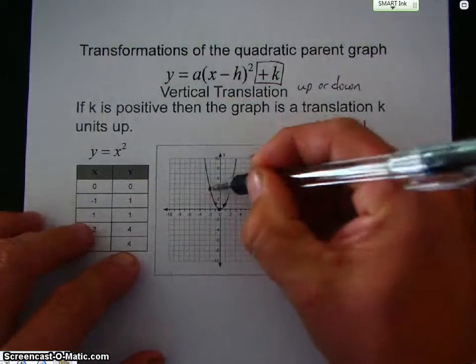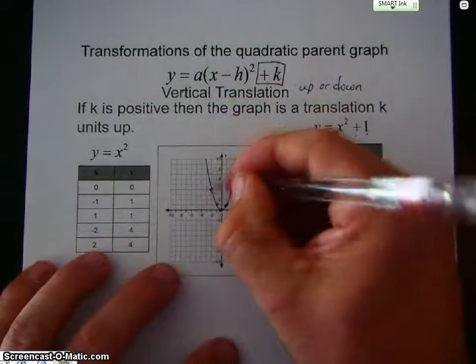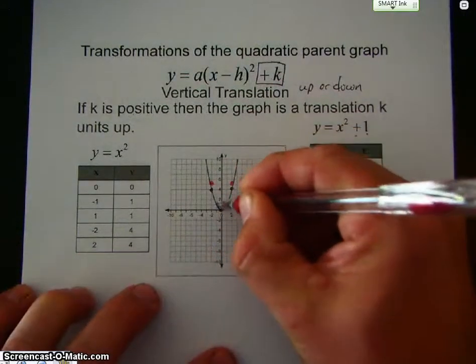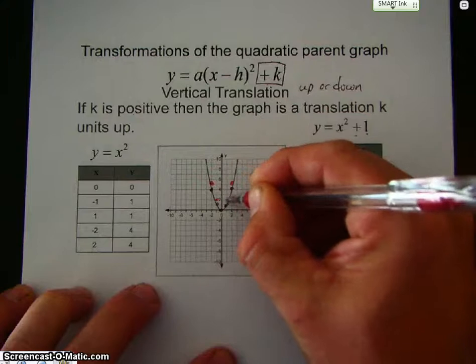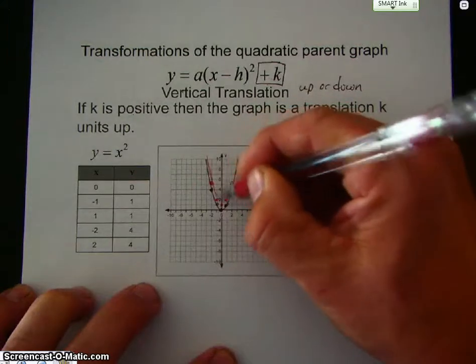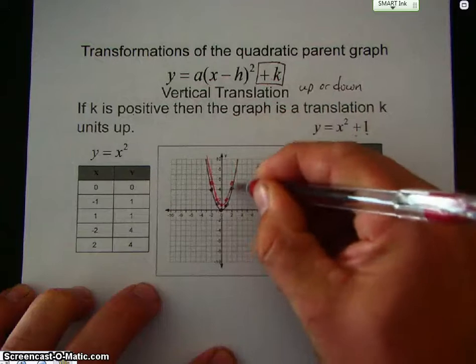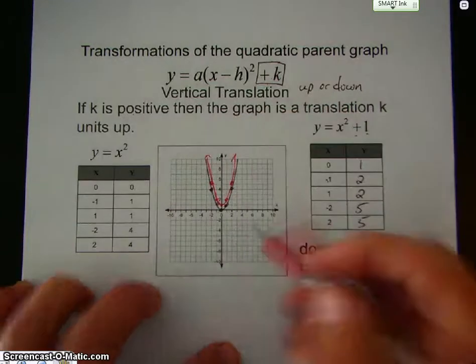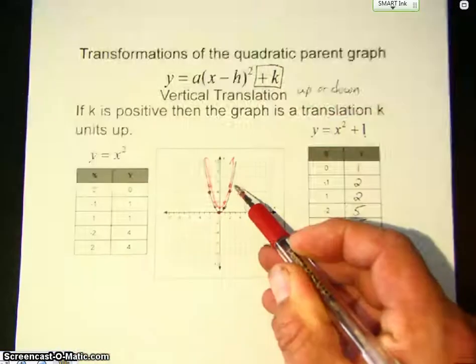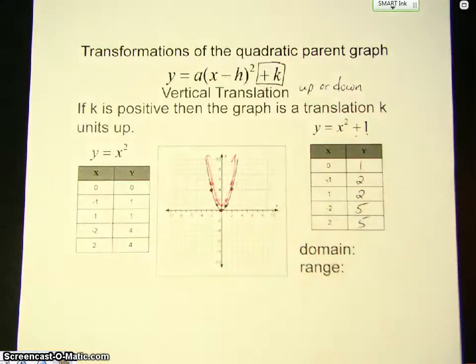In other words, this goes up 1, this goes up 1, this goes up 1, this goes up 1. And now, here's your new quadratic. Notice the whole graph just moved up 1 unit. Alright, hope that helps a little bit.